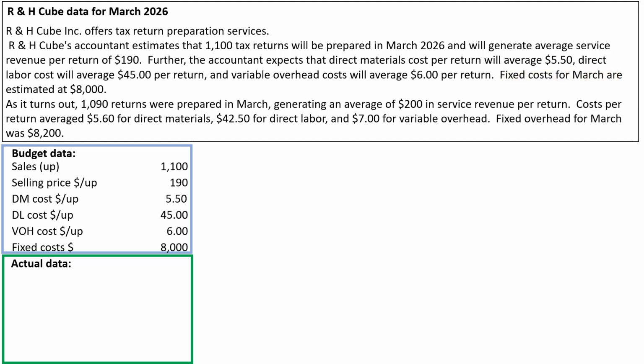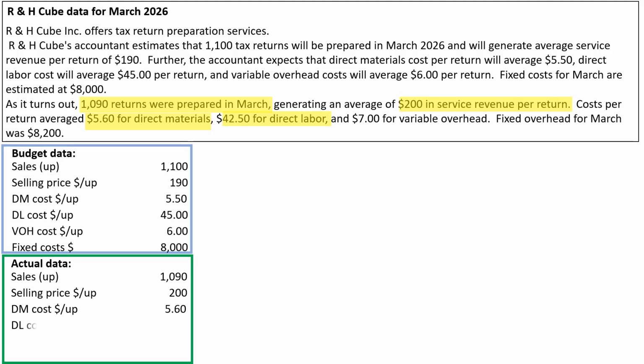Now we look for actual data, starting with selling or sales information. We actually prepared 1,090 returns and earned an average of $200 per return. Then we look for actual variable costs. Actual direct material cost per return was $5.60. Actual direct labor cost per return was $42.50. Actual variable overhead cost per return was $7. Last, we find our actual fixed costs were $8,200.